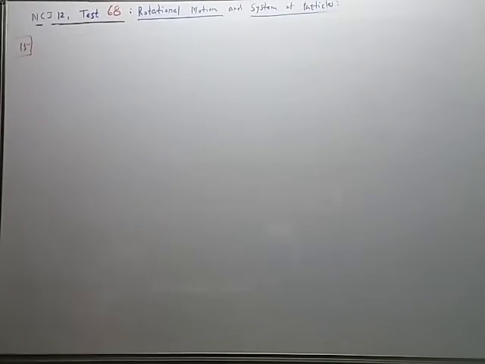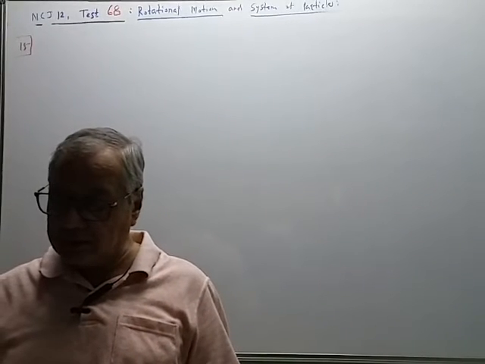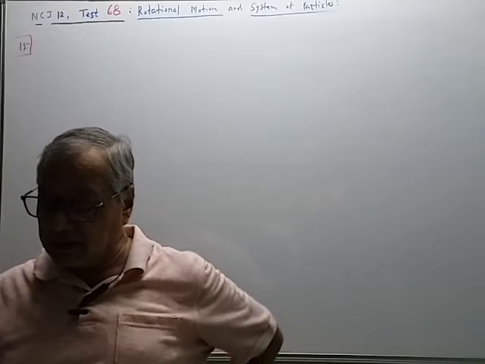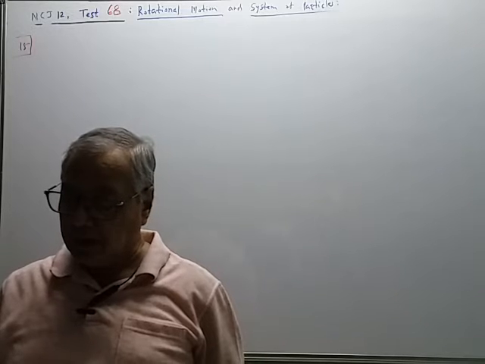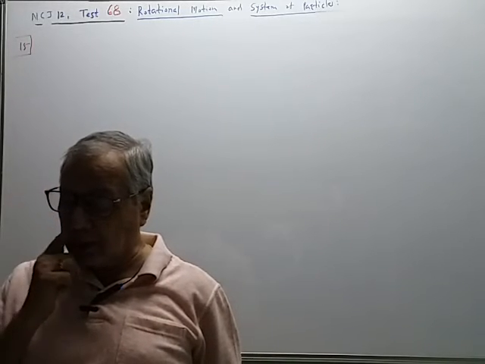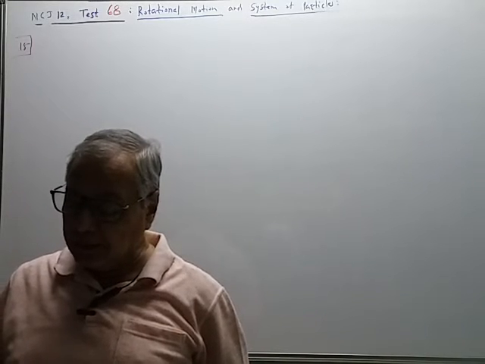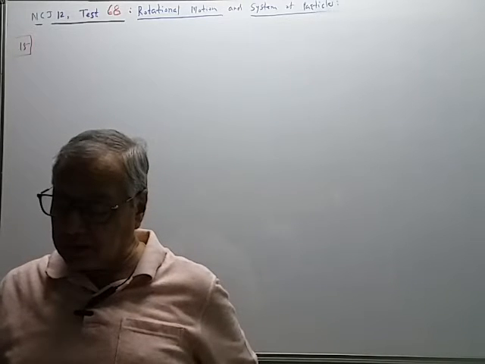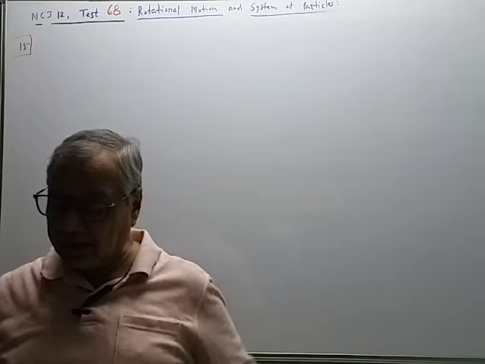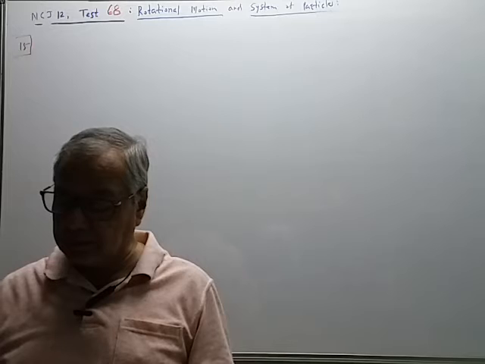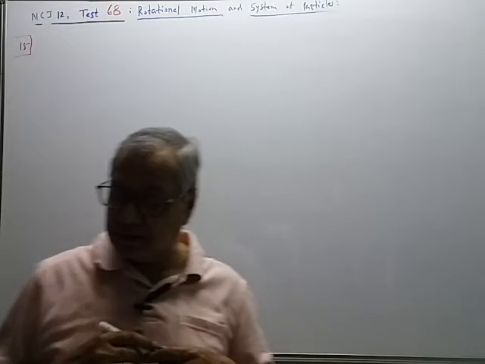Next problem number 15. A circular disc X of radius capital R is made from iron plate of thickness T, and another disc Y of radius 4r is made from iron plate of thickness T by 4. Then the relation between the moment of inertia Ix and Iy is to be found. So we are asked to find Iy in terms of Ix. So what we need to find is the formula for moment of inertia of the disc.